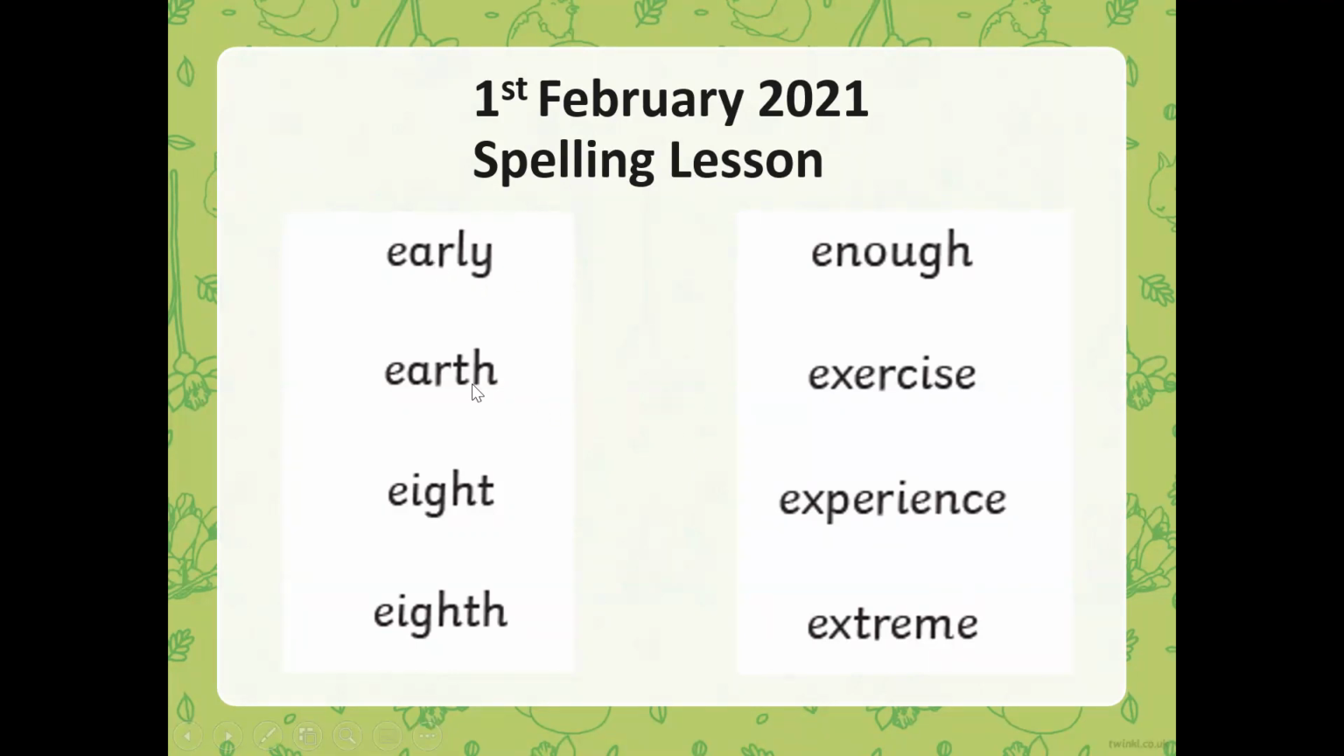So, early, earth, eight, eighth, enough, exercise, experience, extreme. Okay, so if you notice, all of these words start with the letter E. Over here, we can see the ear sound, but it is pronounced with an er, so for early and earth. Earlier on in the term, we did cover this spelling rule where you see E-I-G-H and you pronounce it as A. So it's eight and eighth.